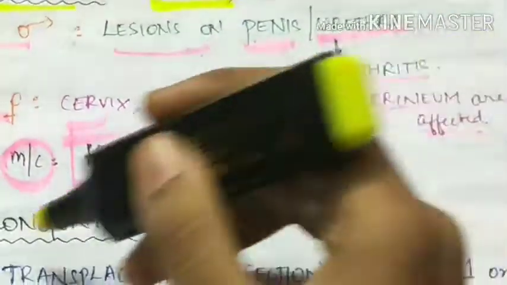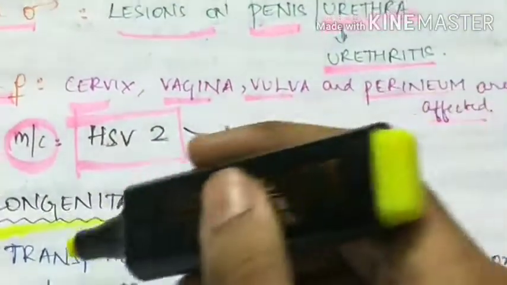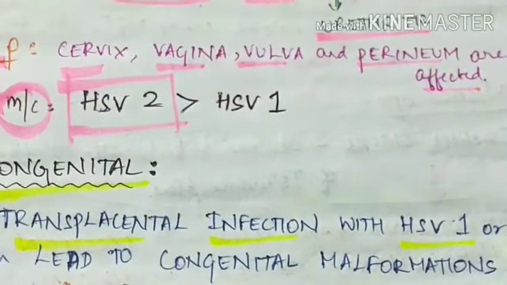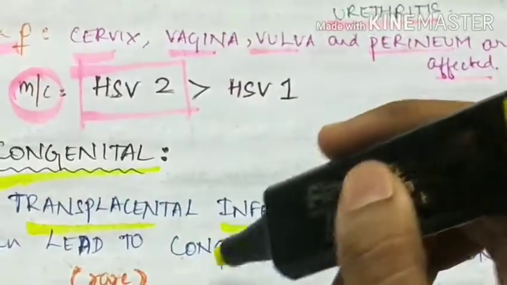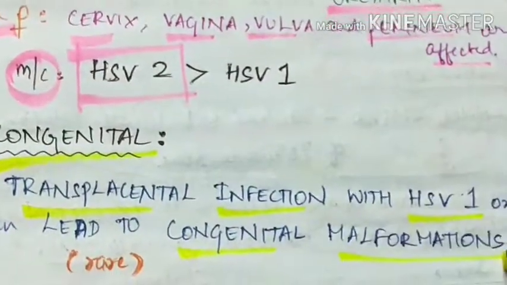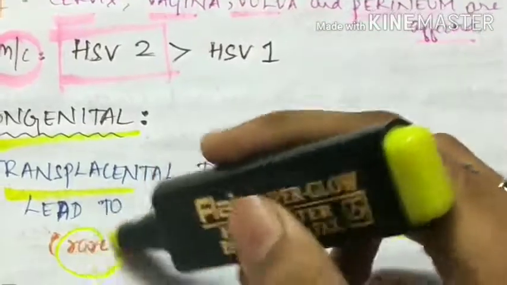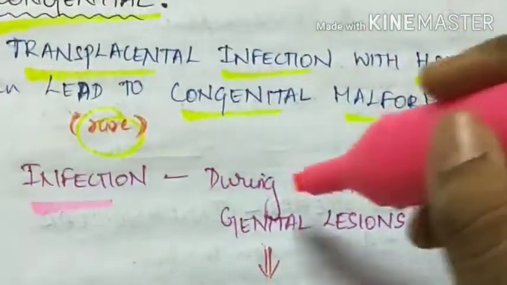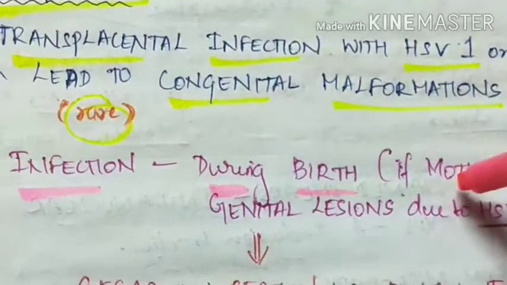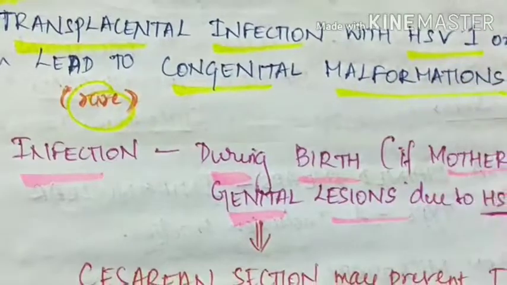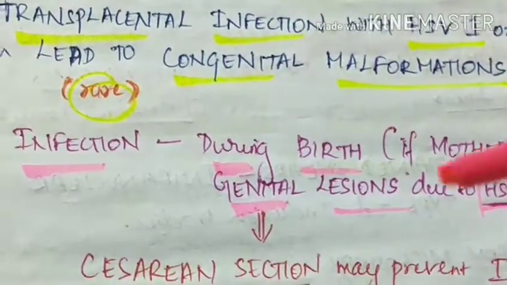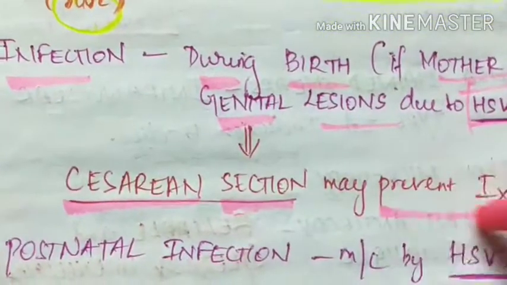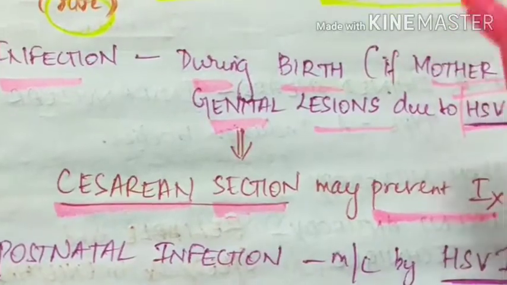Next is congenital herpes. This is transplacental infection with HSV1 or HSV2 which can lead to congenital malformations, but this is rare. Infection can occur during birth if the mother has genital lesions due to HSV2. So in these cases, cesarean section may prevent the infection to the baby.